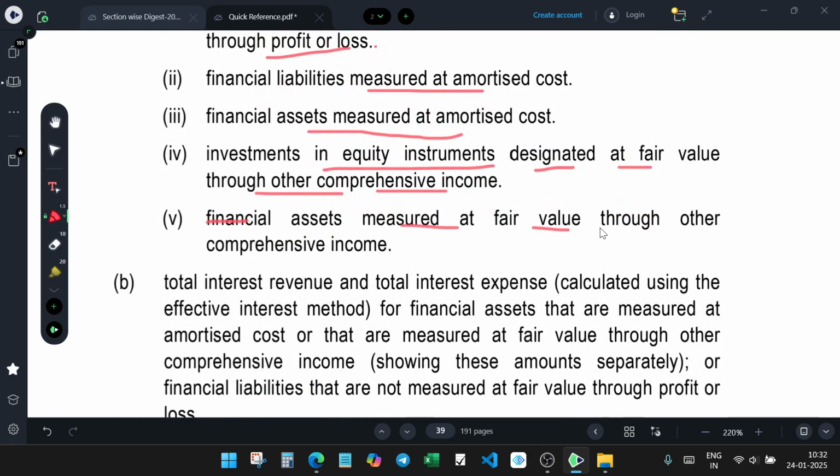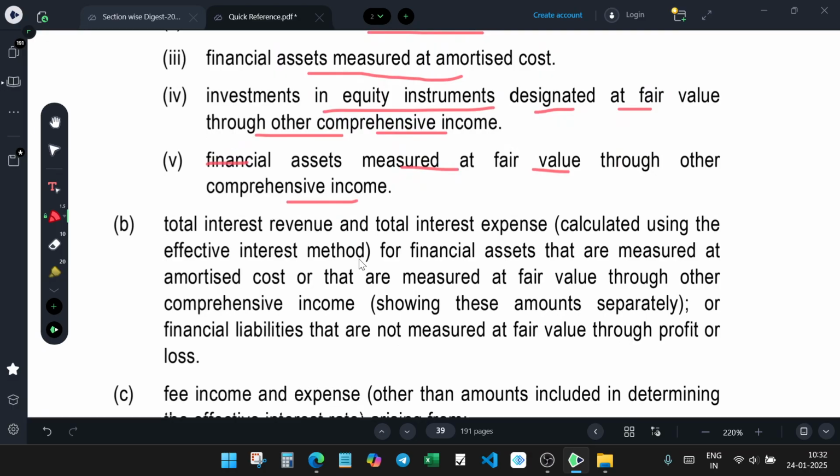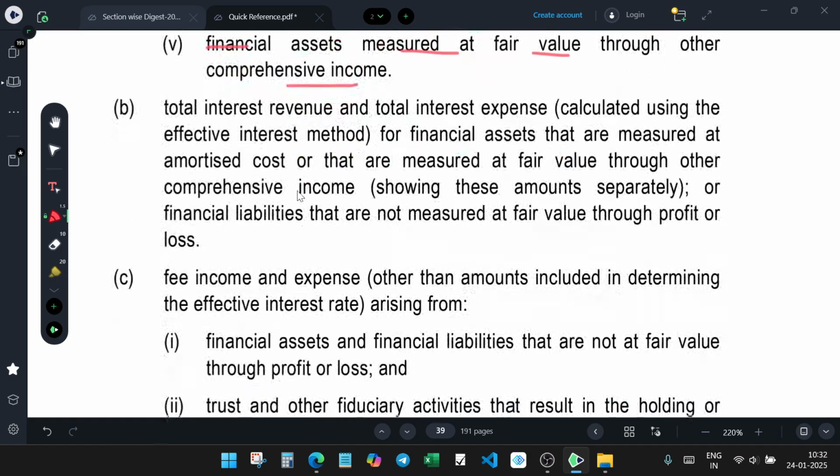Financial asset measured at fair value through other comprehensive income. Any other asset you have, where you see the revaluation of the asset, that will become a total interest revenue, total interest expenses calculated using the effective interest method for financial assets that are measured at amortized cost, or are measured at fair value through other comprehensive income, showing that amount separately, or financial liability that is not measured at fair value through profit and loss account. So this asset has been shown through this financial statement, this should be shown, but it is not shown now. You are going to show it at this fair value. So the difference is what you're going to show.